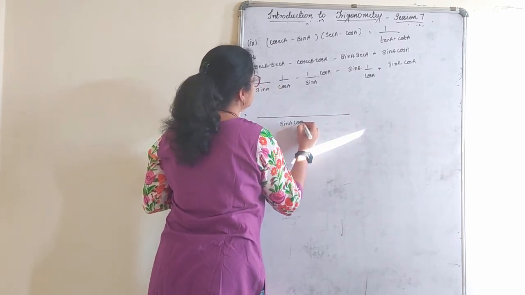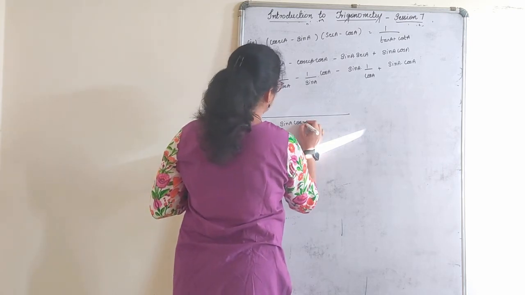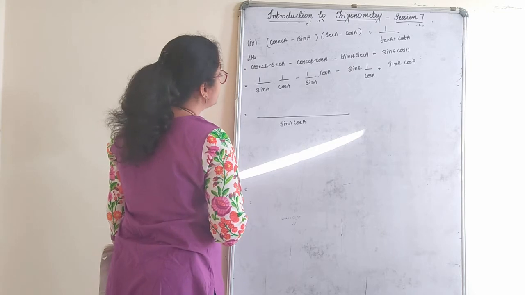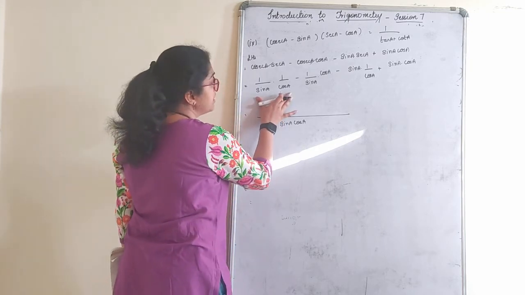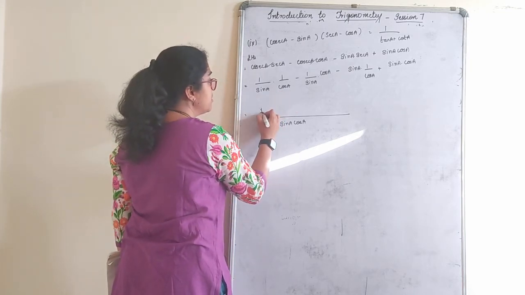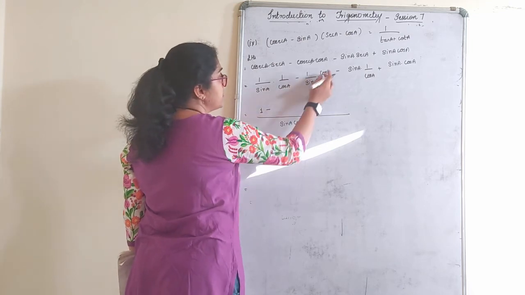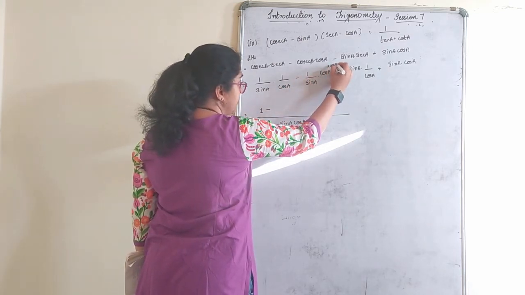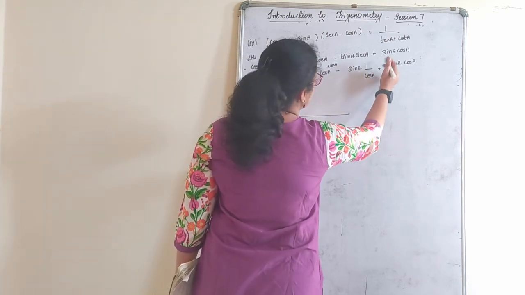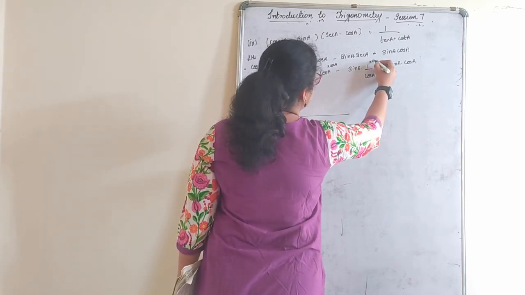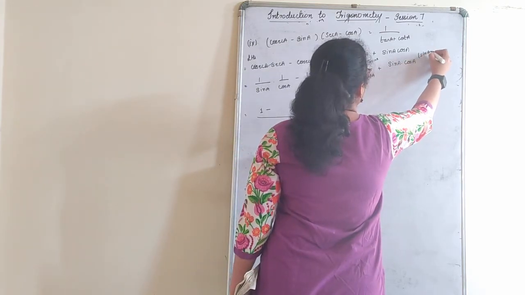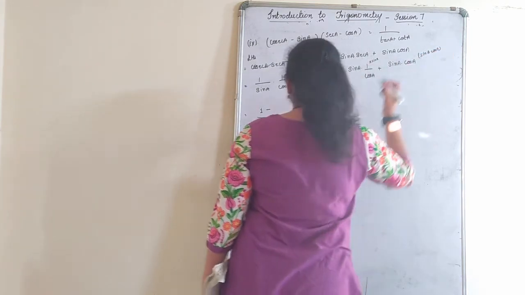Sin A cos A is the LCM here. This already has sin A and cos A. So this is 1 minus, this has sin A, multiply this by cos A. This has cos A, multiply this by sin A, and multiply this by sin A and cos A.